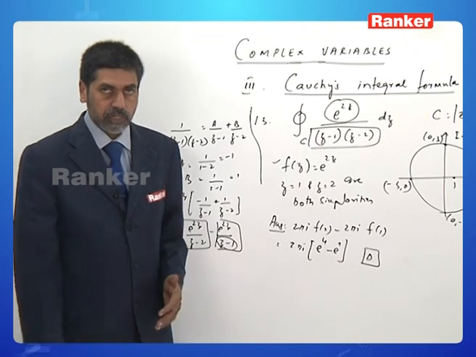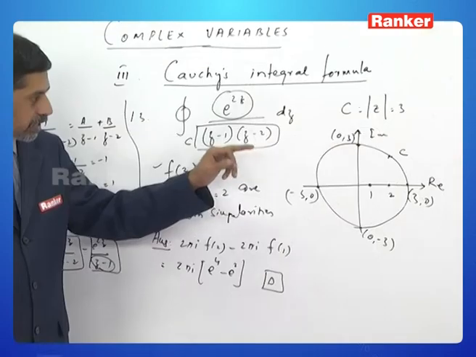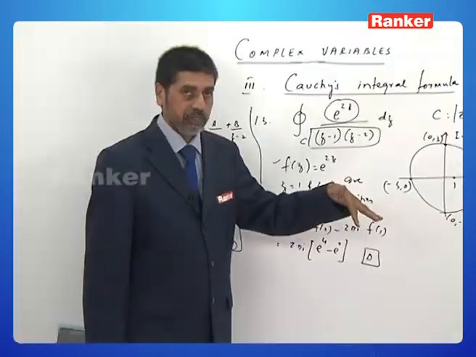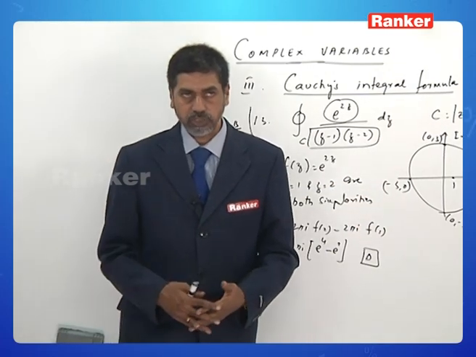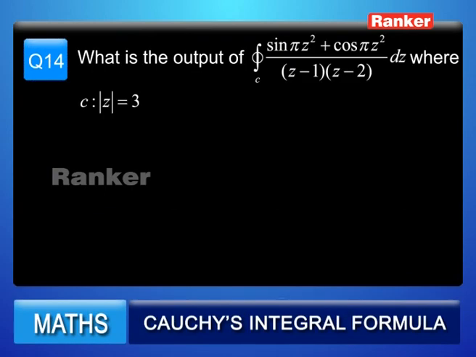In the problems that are going to come, you may find one singularity inside and the other is not inside. So, I will tell you how to handle those situations. Let's go to the next question. Question number 14. What is the output of the contour integral of (sin pi z squared plus cos pi z squared) by (z minus 1) into (z minus 2) dz, where c is mod z is equal to 3.